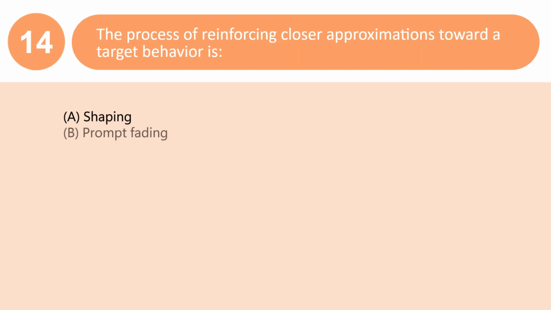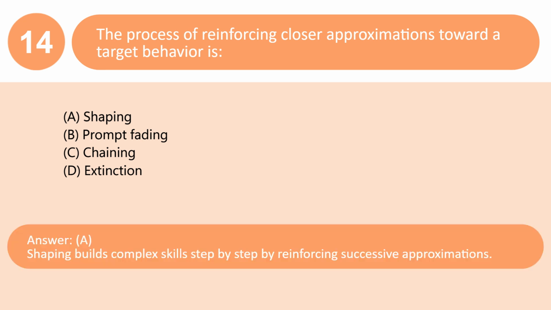The process of reinforcing closer approximations toward a target behavior is A. Shaping. B. Prompt fading. C. Chaining. D. Extinction. Answer A. Shaping builds complex skills step by step by reinforcing successive approximations.